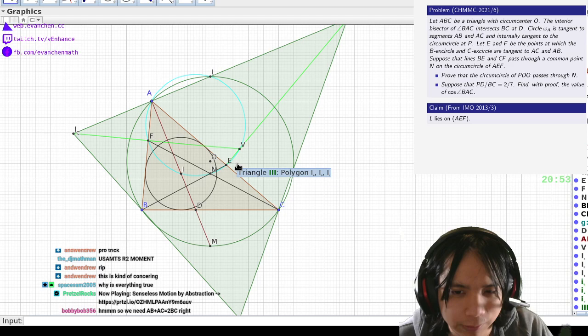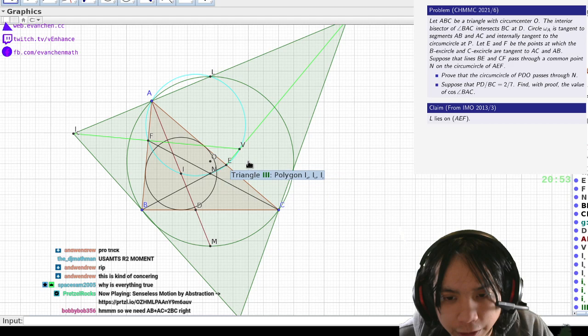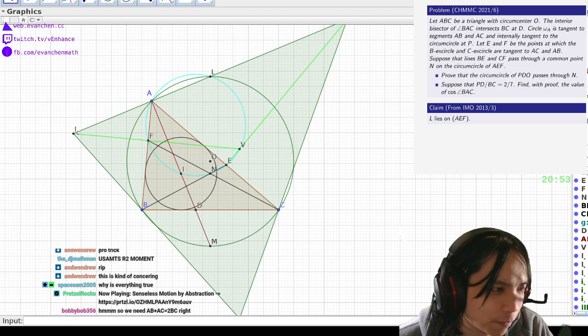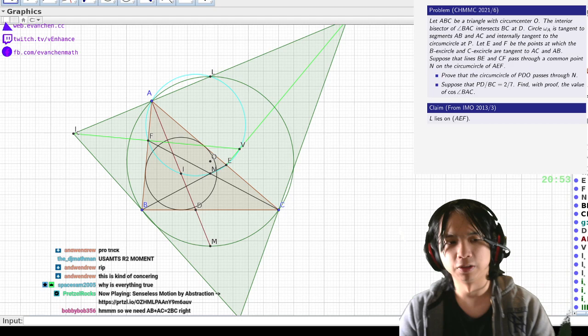Because BN times BE is like some multiple of BE, and so you get some condition. But I'm annoyed because I have such a clean synthetic proof of the converse, and I have no synthetic proof of the forward direction.